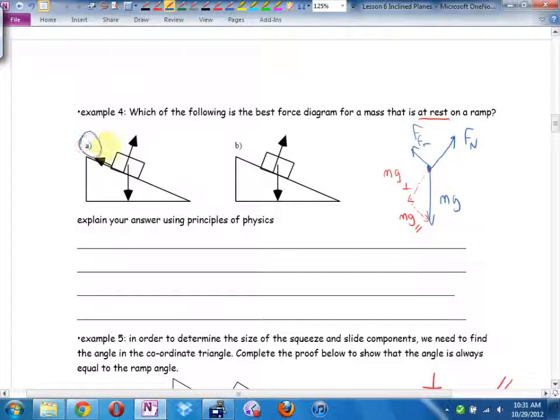The blue forces are your free body diagram. The ones I added in red would not appear on a free body diagram, but when I was solving it, I would resolve gravity into those two components and add them in as dotted lines. It says explain your answer using principles of physics. There's my free body diagram right there. Good enough.